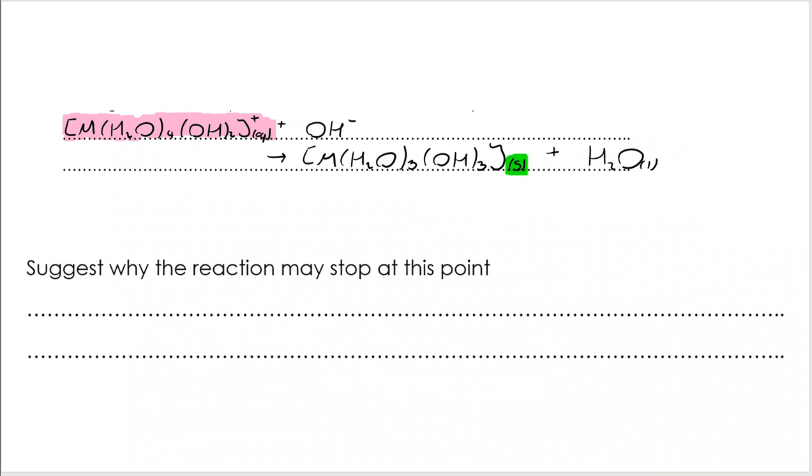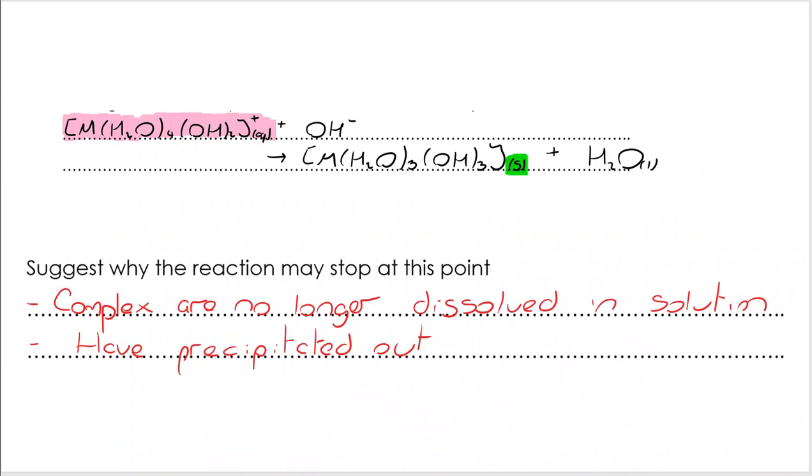First of all, why might this mean that the reaction stops? The complex is no longer dissolved in solution. It's now solid. It's precipitated out of the solution. Why is that? Well, we know that ionic compounds dissolve in water. This is no longer an ionic compound. This has got dative covalent bonds between the M and the H2O and M and the OHs, and doesn't have an overall charge. So because it's precipitated out, it can no longer continue to react.